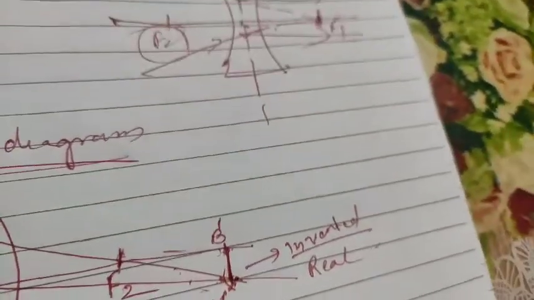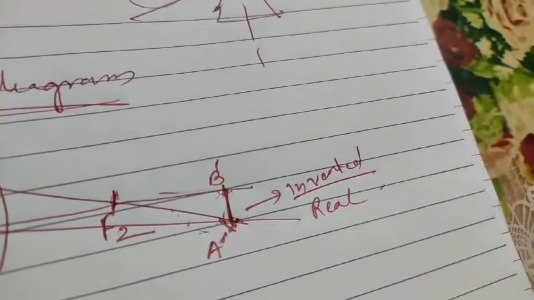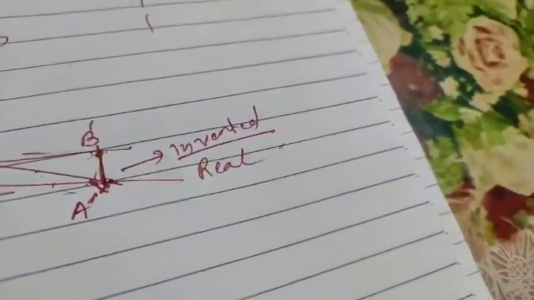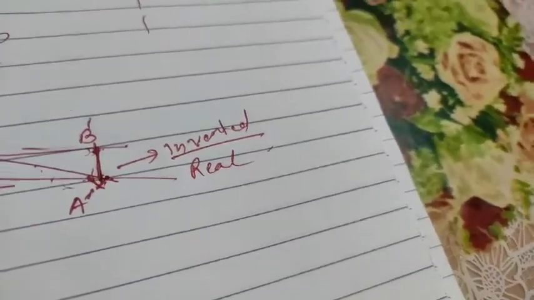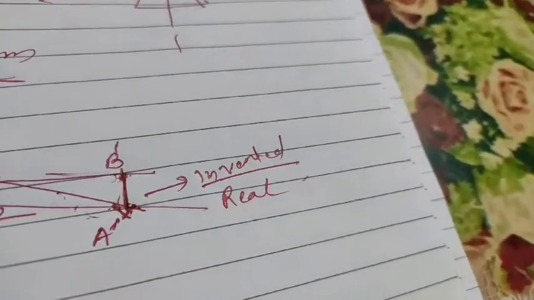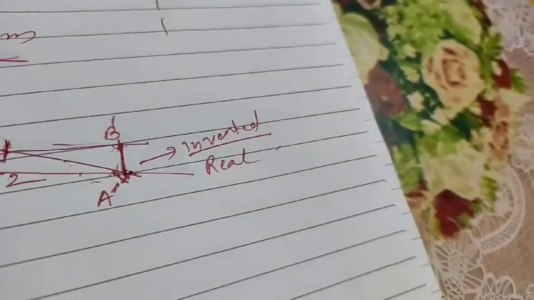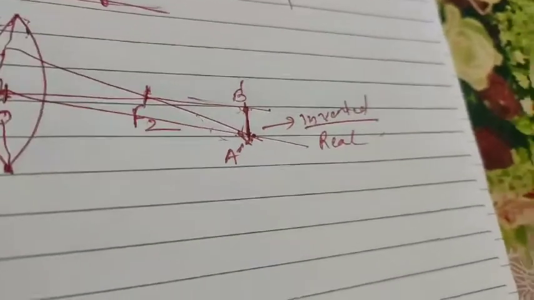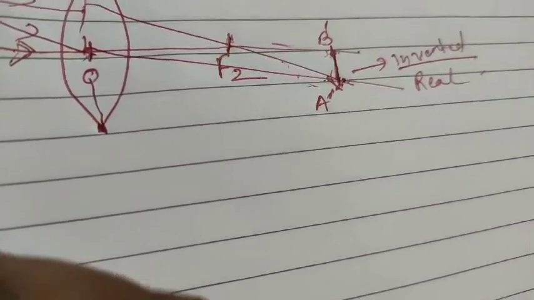What more can you write about the images, student? Basically you will write, is it real or virtual? So maximum if you will see, student, a convex lens always forms a real as well as a virtual image. But when you go to the concave lens, it always forms a virtual image. Now we will move to the position.